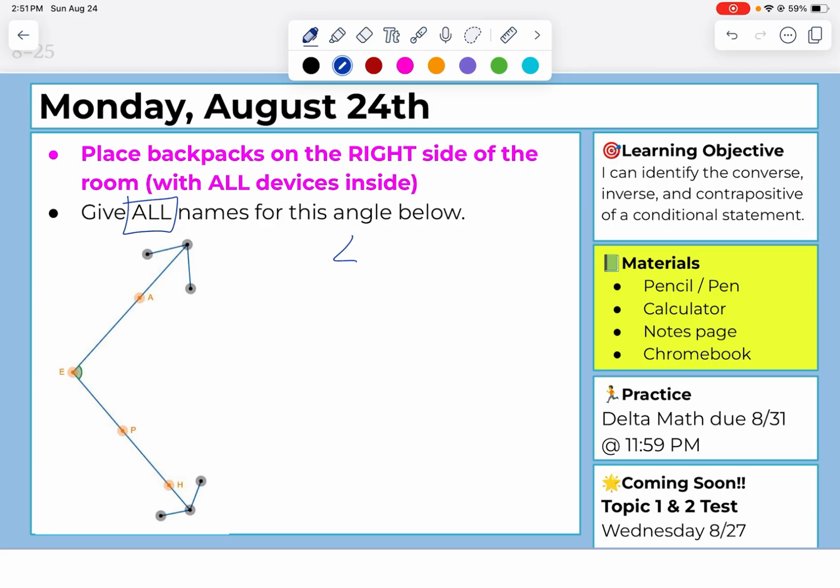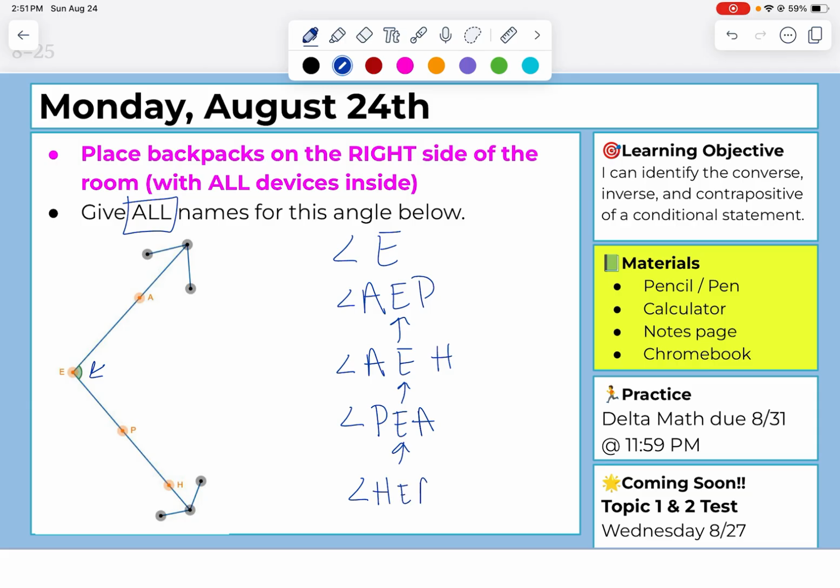So here we have angle E, because we can name it by its vertex. We have angle AEP, because the vertex is in the middle. Angle AEH, vertex in the middle. Angle PEA, vertex in the middle. Angle HEA, vertex in the middle. Those are all of the different options.